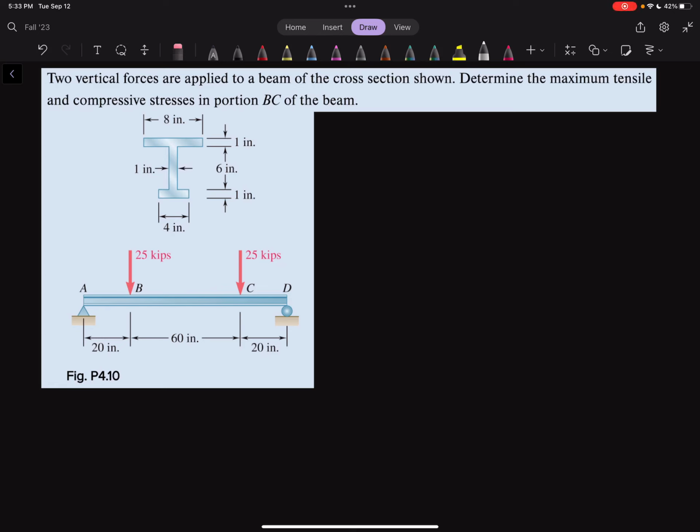Two vertical forces are applied to a beam of the cross-section shown. Determine the maximum tensile and compressive stresses in portion BC of the beam.